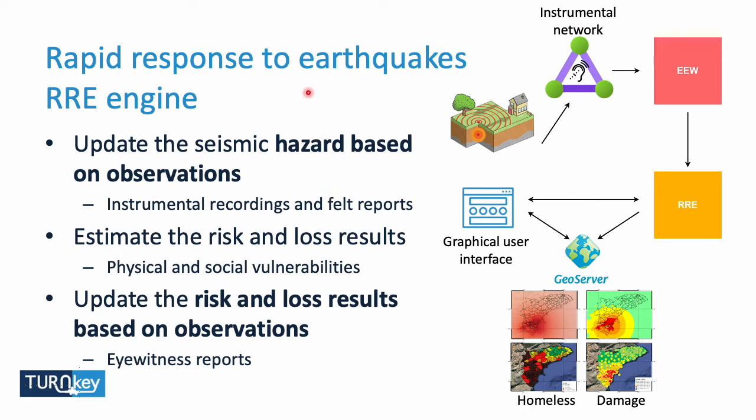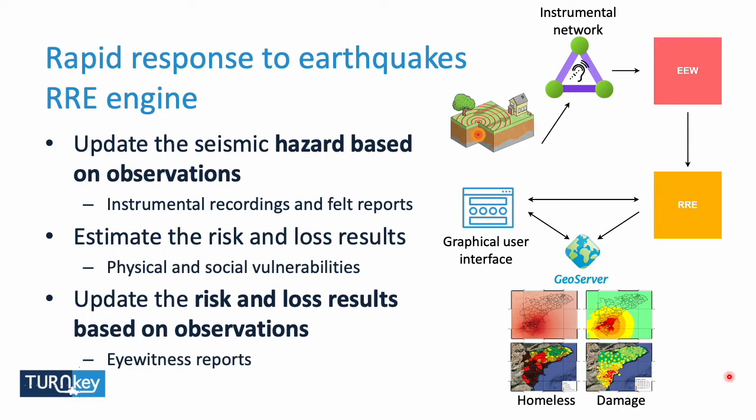The second engine's activity, as I said, starts once the early warning has started, and if it reaches a certain level of threshold, then the rapid response to the earthquake starts generating two different data. One is coming from the observation from the instruments. It's related to the ground shaking data, and basically it is updating the previous shake map that was generated by the early warning engine.